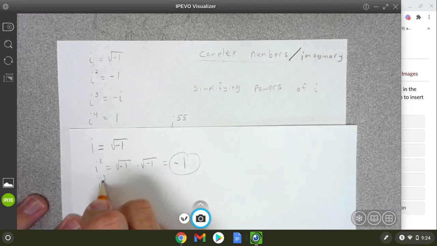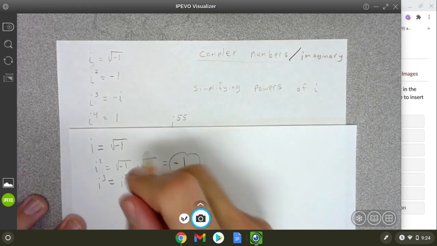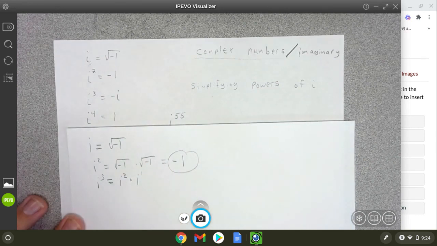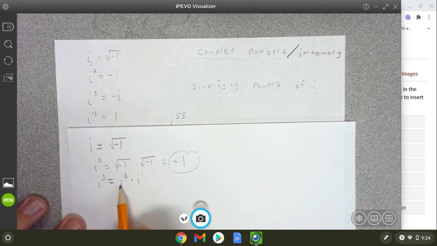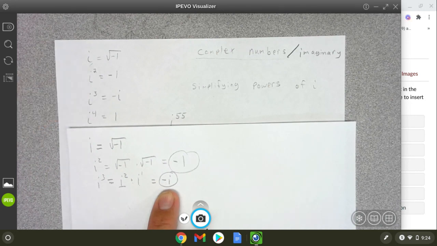And then i to the third, so this one's easy. This is equal to i to the second times i. Remember, when you have the same bases, you can just add the exponents. And i to the second is equal to -1. So you really have -1 times i, and so this is equal to -i. And that's where that one comes from.